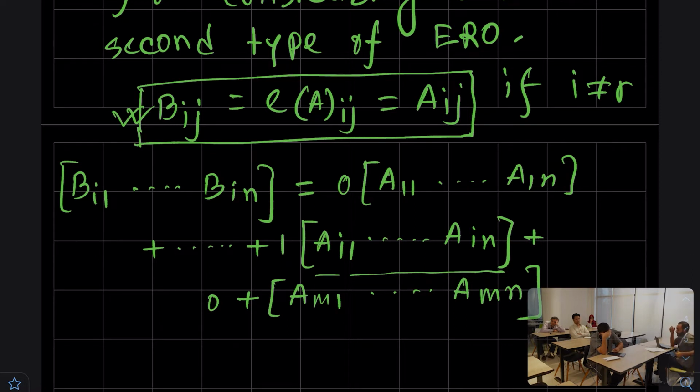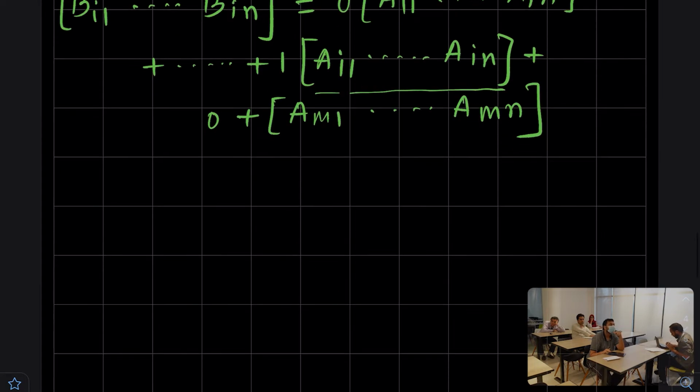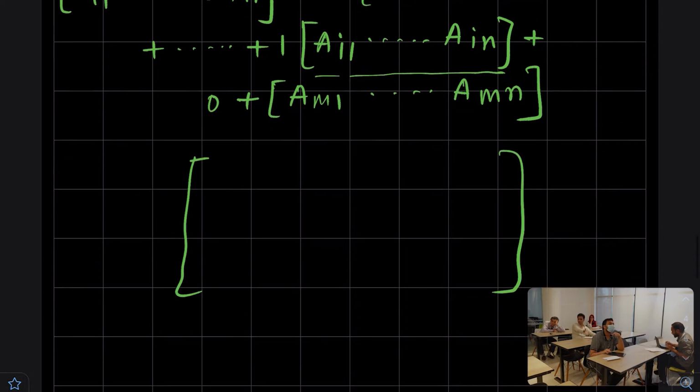B_ij is defined as E of A_ij, and this is equal to A_ij. So now I am taking the ith row of B. The ith row of B is equal to the ith row of A. In B_11, those combinations are 0; we only take the B_1n.